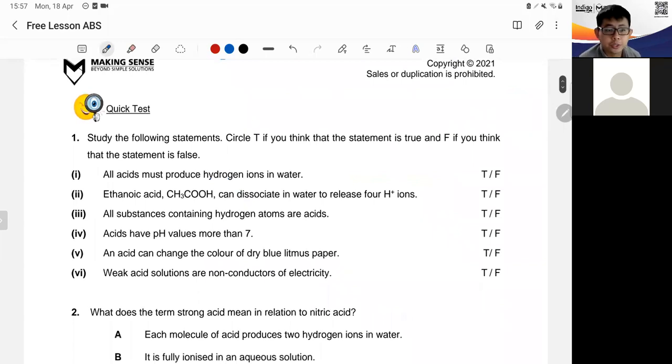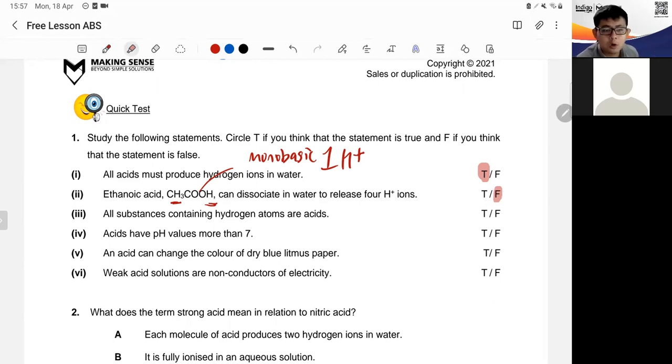Okay, true-false questions. All acids must produce hydrogen ions in water. Is that true? Of course it is. That's why it's called acid, right? Ethanoic acid can dissociate in water to give 4H, not all 4. Remember that ethanoic acid we saw in the example just now, right? It was monobasic. So at the very most, 1 H plus, not 4. It looks as though there's 4 H, but we did say that not everything that has H must be acidic or must dissociate. So this is clearly false.